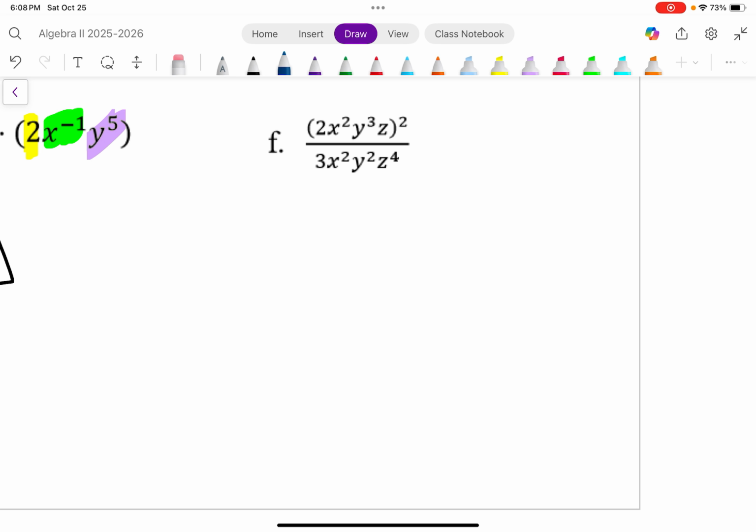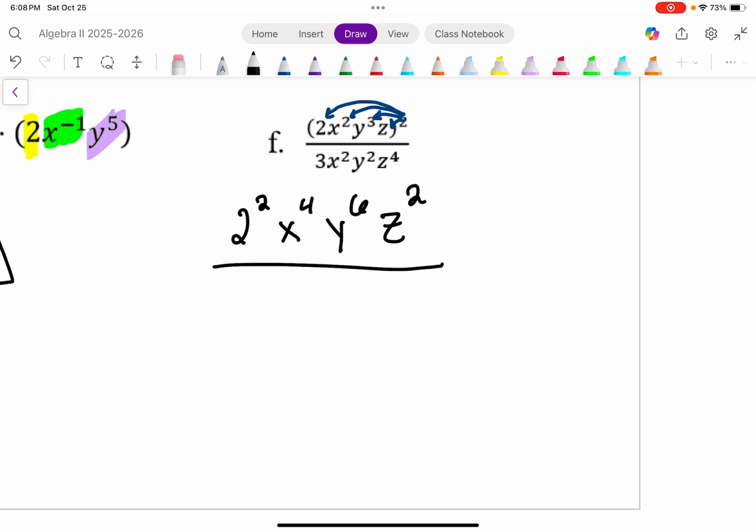Okay, so for this one, the first thing I'm going to do is apply this exponent on the top to get rid of the parentheses. So that's going to bring us to 2 squared. And x squared raised to the power 2 would be x to the 4. Y cubed raised to the power 2 would be y to the 6. And z raised to the power 2 is z squared. Now the bottom just stays the same for now.